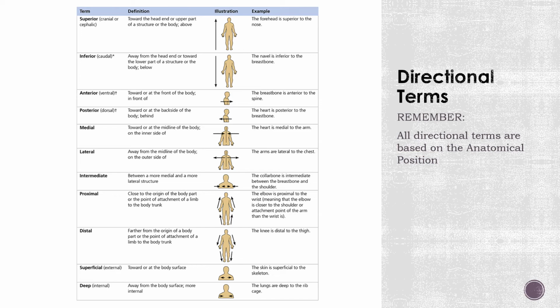Anterior and posterior, so front and back. Medial and lateral, towards the midline, away from the midline. So my wrist is lateral to the chest. My chest is medial to my elbow. Intermediate and proximal. This one, intermediate, is a little more difficult: between a more medial or a more lateral structure. Proximal is close to the origin of the body, while distal is farther from the origin of the body. So the knee is distal to the thigh. For proximal, the elbow is proximal to the wrist.